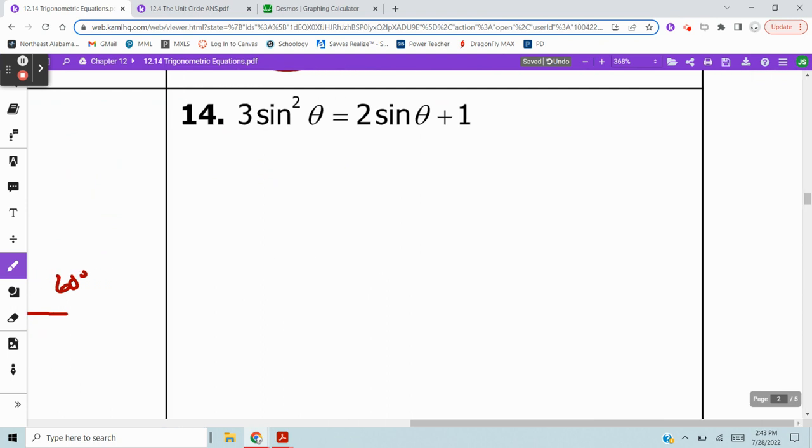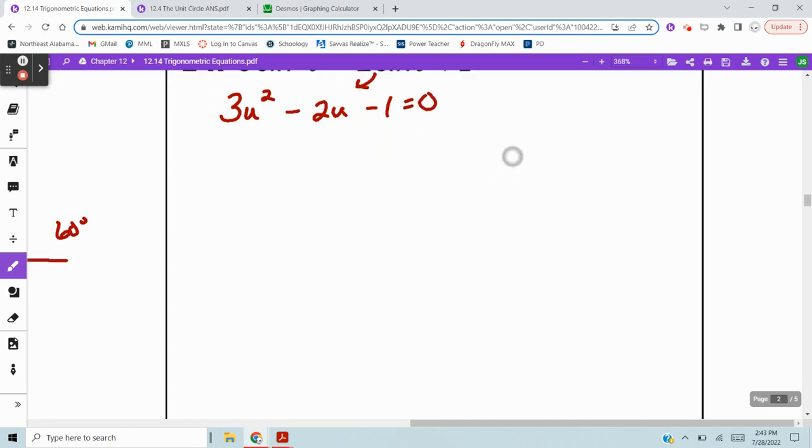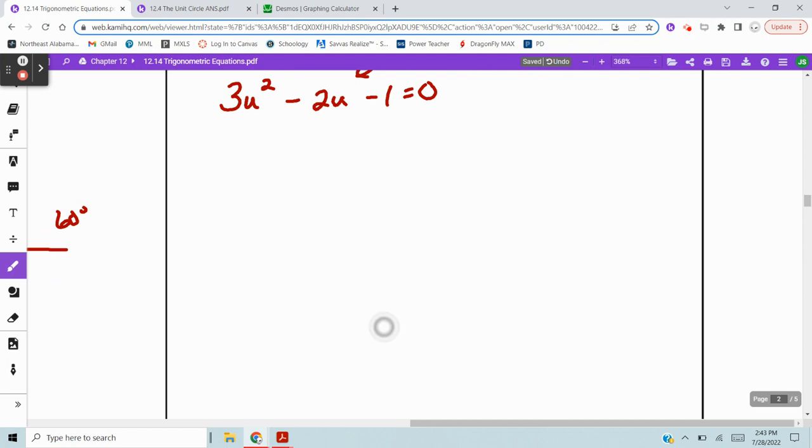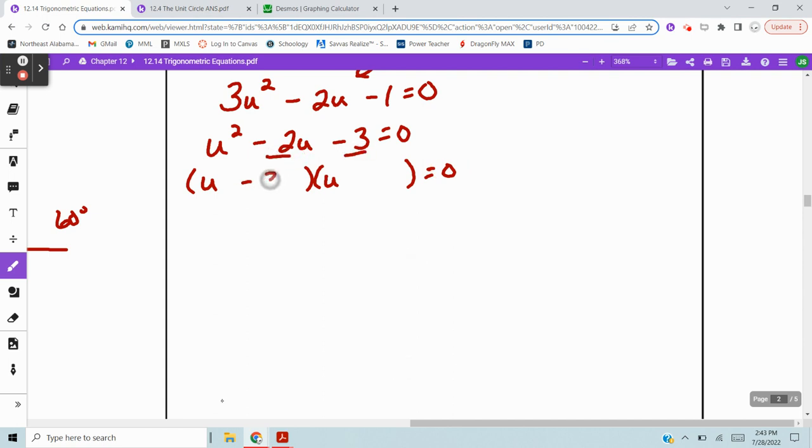Next problem, again, I'm going to replace my sines with u, so this would be 3u squared. Let's go ahead and move these values over. That'd be minus 2 sine and minus 1 as you move them over. Bottoms up factoring: 3u squared minus 2u minus 1 is equal to 0. Two sets of parentheses. U times u gives you your u squared. Adds to give you negative 2, multiplies to give you negative 3. It would be a negative 3 and a positive 1.